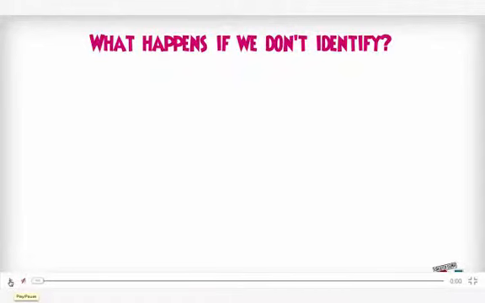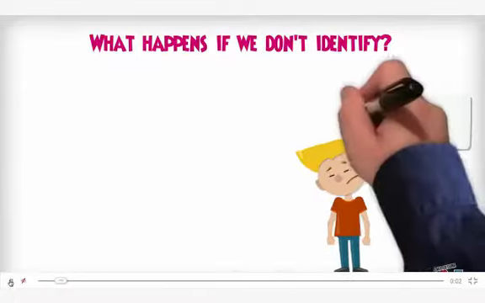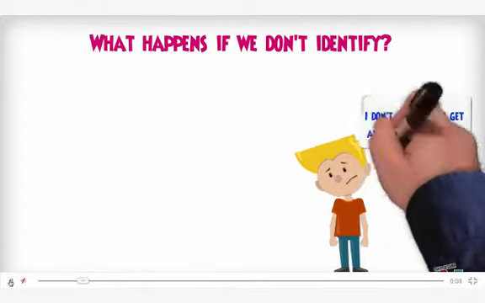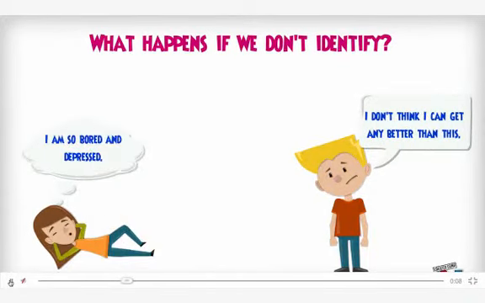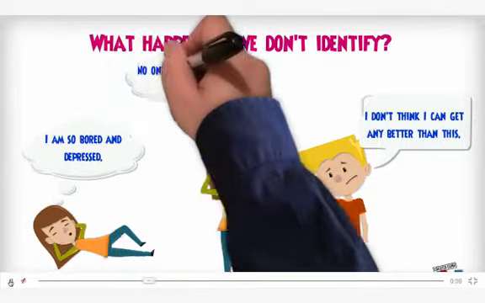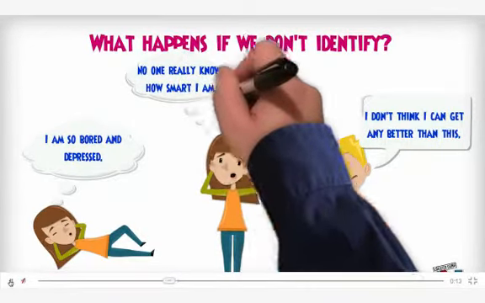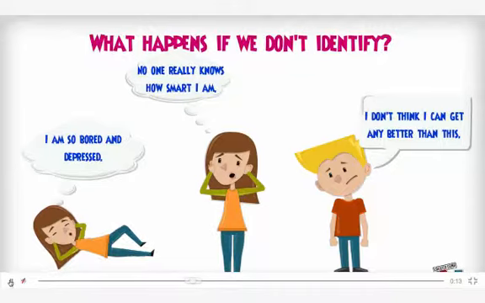So the question arises, what happens if we don't identify our gifted children? They deteriorate in their potential skills. Their easy achievement causes them not to have to struggle. They don't persist. They have a pattern of low performance. They're bored, depressed, they have behavioral issues, and they have hidden abilities.